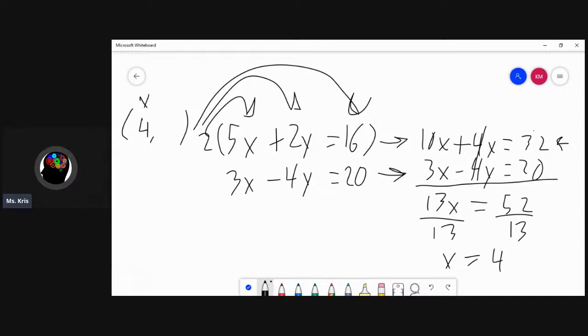But we are going to go back to the original equations, and that's that. So now, which one can I use? Well, I can do the 5x plus 2y equals 16. I can do the 3x minus 4y equals 20. Or I can do the 10x plus 4y equals 32. I can use either one of those 3. And when I use either one of those 3, I should be able to find my correct y.